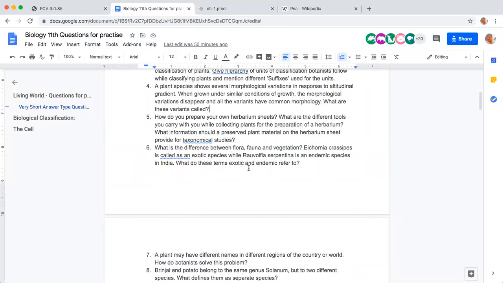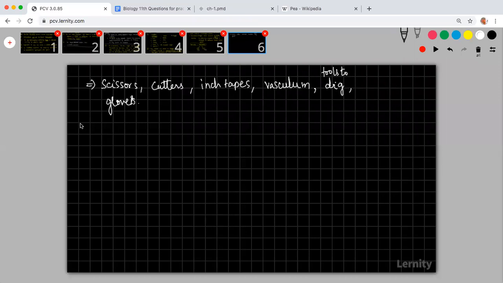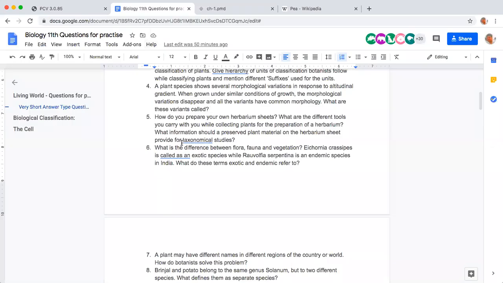Okay, so now let us move on to the sixth question. The sixth question they are asking, what is the difference between flora, fauna, and vegetation? You just write it like a 2-mark or 3-mark question, concise it and write it. This question is a 2-mark or 3-mark question at most. So you just have to write one point for each of these things.